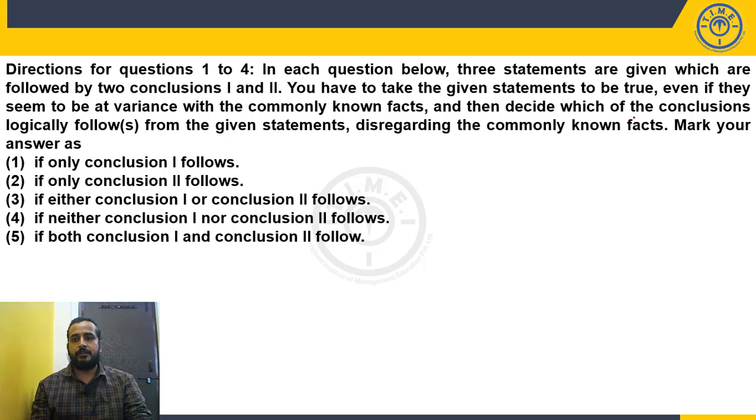In each question below, 3 statements are given, followed by 2 conclusions, 1 and 2. You have to take the given statements to be true even if they seem at variance with commonly known facts, and then decide which of the conclusions logically follows. Be careful, sometimes they will give you a conclusion that does not follow from the given statements, disregarding commonly known facts. Mark your answer as choice 1, only 1 follows. Choice 2, only 2 follows. Choice 3, either conclusion 1 or conclusion 2 follows. Choice 4, neither conclusion 1 nor conclusion 2 follows. Choice 5, both conclusion 1 and conclusion 2 follow.